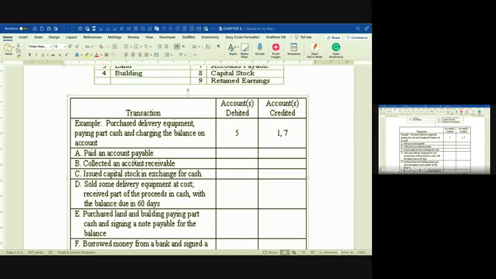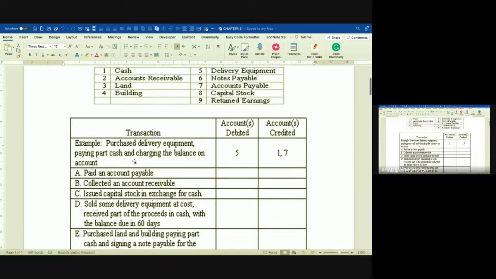So debit your cash, but you credit your capital stock, in other words, share capital. Yeah, you credit your share capital, account number 8. Why do you credit share capital? Because capital is under equity. An increase in capital has to be credited.